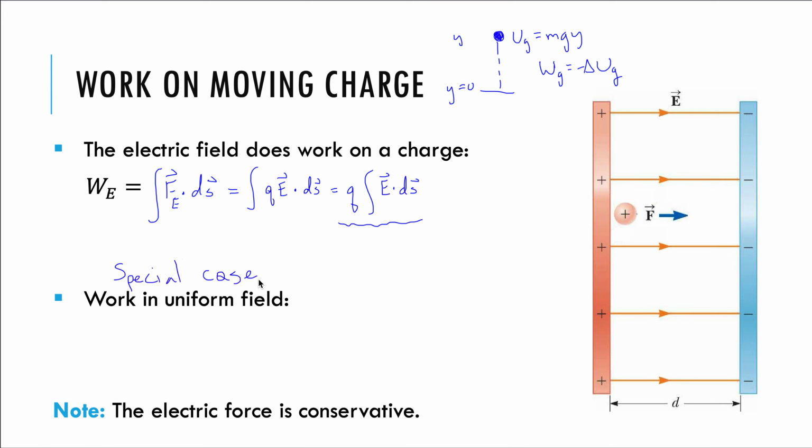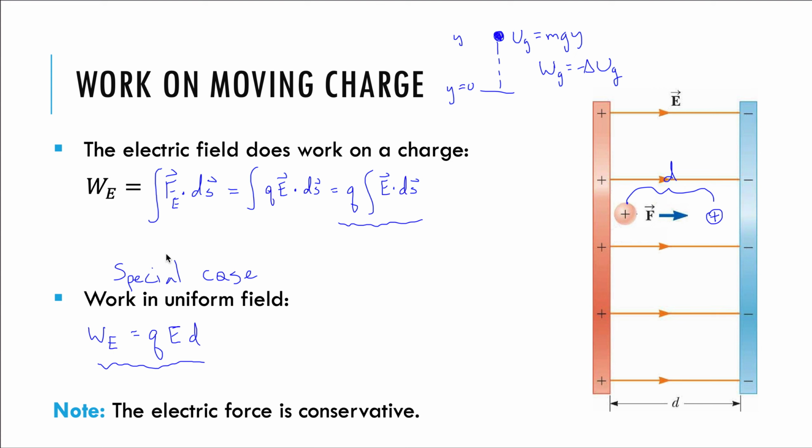Now we can look at a special case, which goes along with this picture, when the field is uniform. The field between two parallel plates is uniform. So the work done by the field in this case is Q times the dot product of E and s, which we can take out of the integral. The charge is moving along the field, so we just get Ed, where d is the distance moved by the charge. So this is a special case.